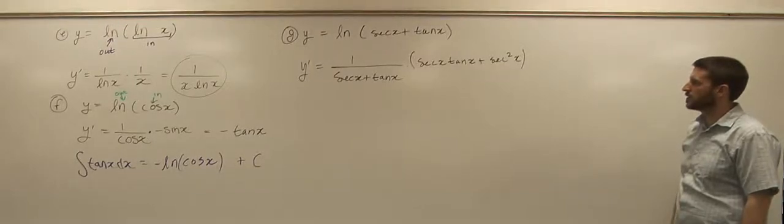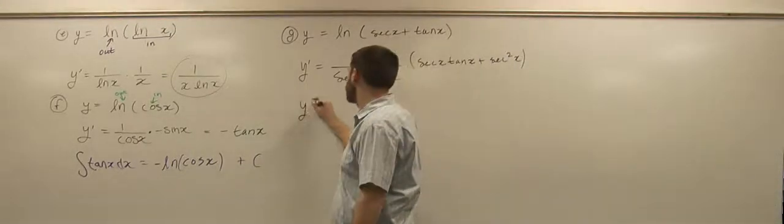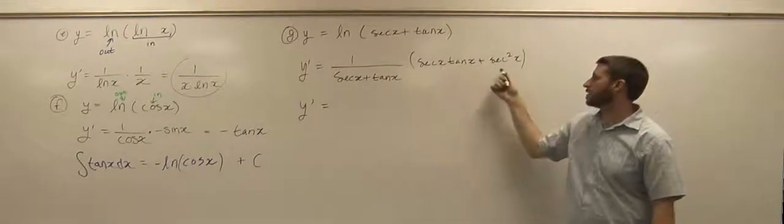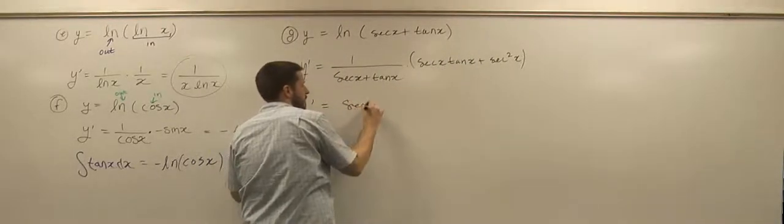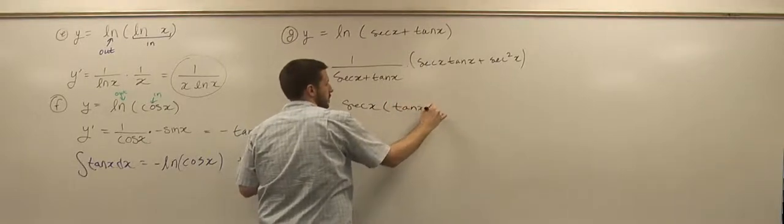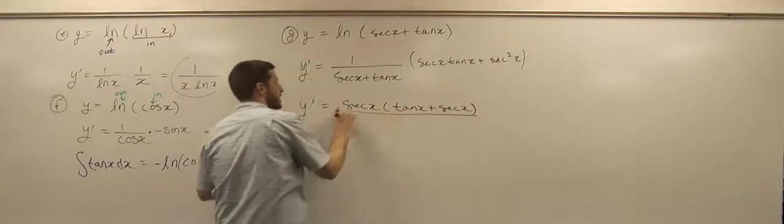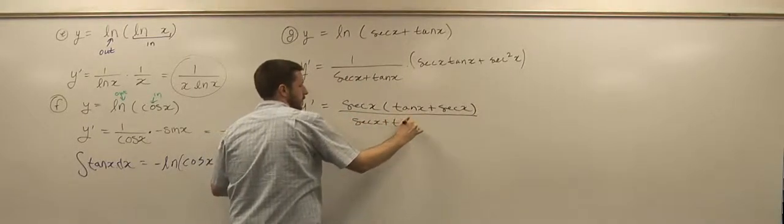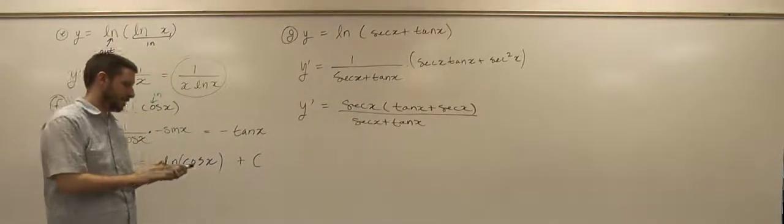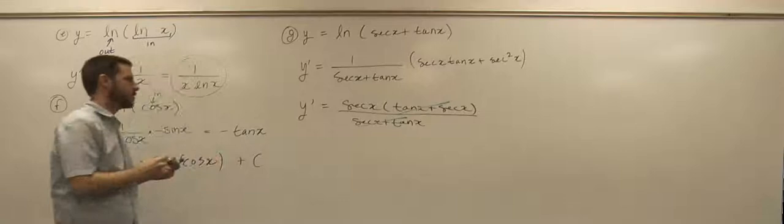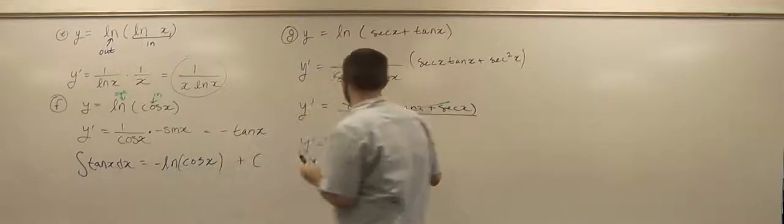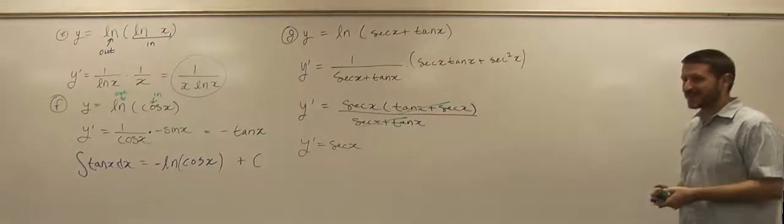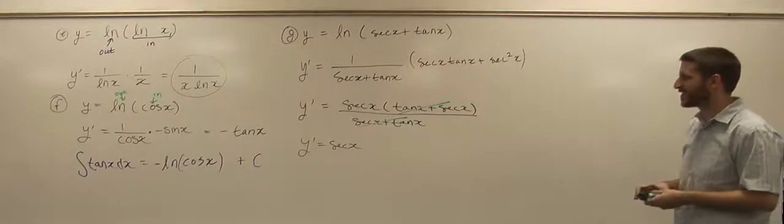What's that? How does that make us feel? Angry? Sad? Depressed? Yeah, we can factor on top here. There's a secant in both terms. So on the top, factor out a secant, and you're left with a tan x plus secant x, which is exactly the same as what's on the bottom. So your derivative simplifies to just secant x. Give us another integral. Woo! We're on a roll with these integrals.